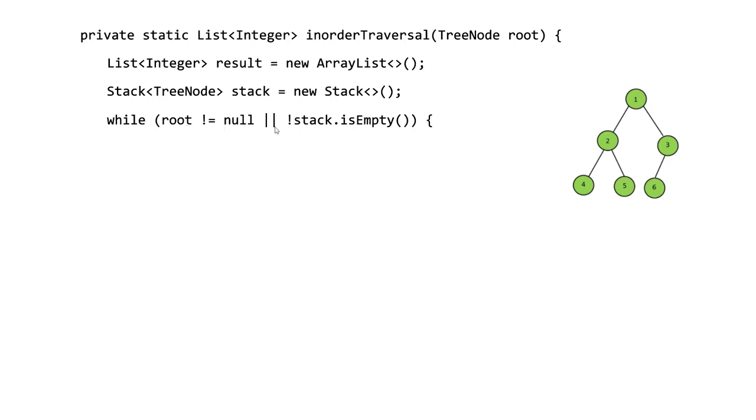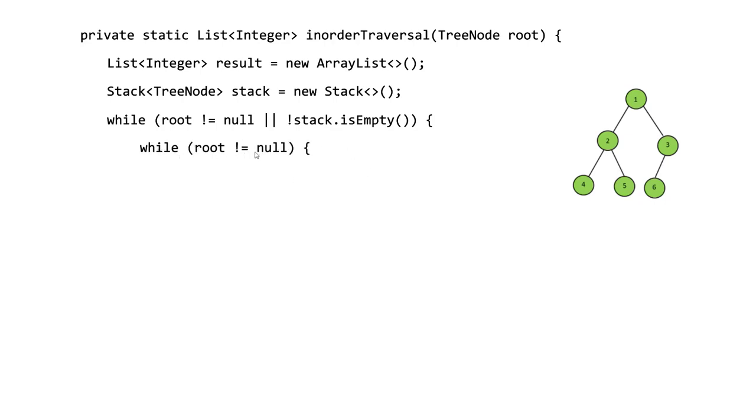All right, so while root is not equal to null and stack is not empty, we need to make sure both of these are satisfied, because we could have a null root, but the stack could still have a value, which actually will be the case with this 3. There won't be any values left, but this 3 will still be in the stack.